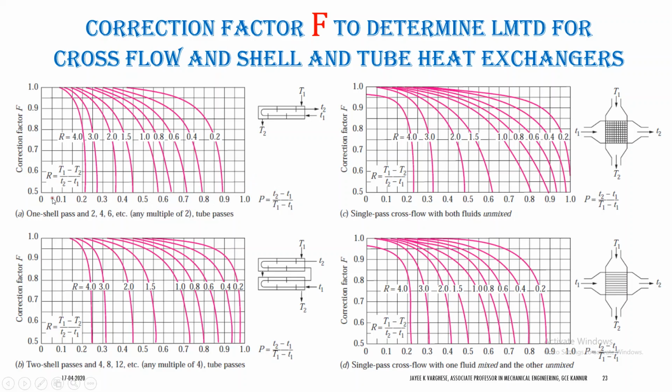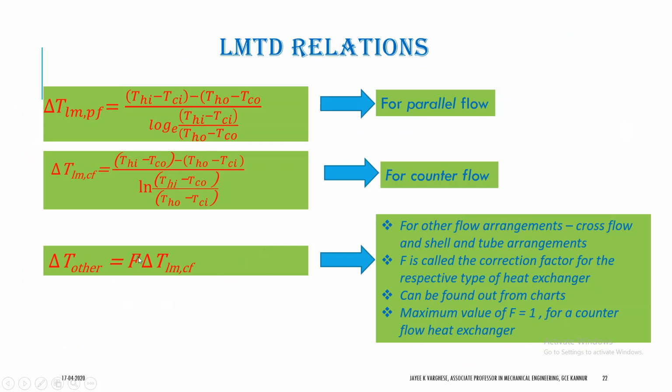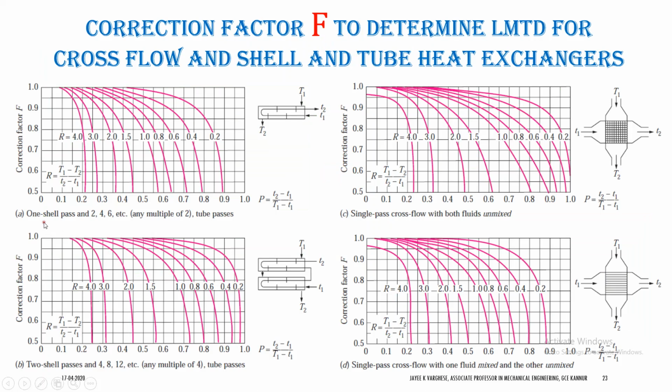From these two parameters we can obtain the value of the correction factor. For any value in between, like 0.2, 0.4, 0.6 or 0.5, 0.55, 0.6, you have to suitably interpolate. So from this we find the correction factor, and it is used in this equation if the heat exchanger given in the problem is anything other than parallel flow and counterflow.